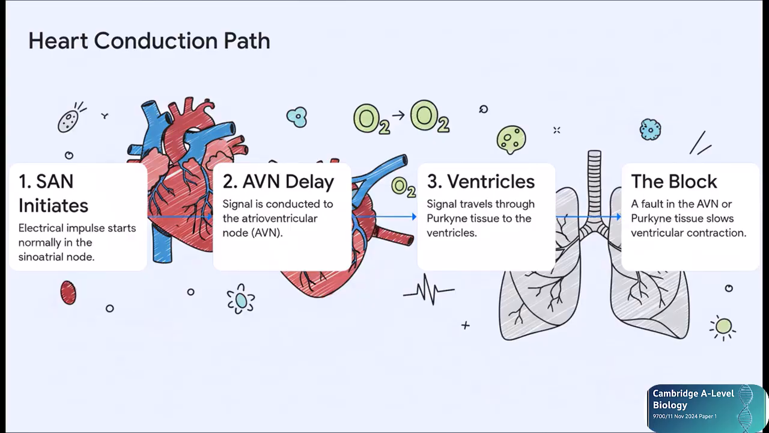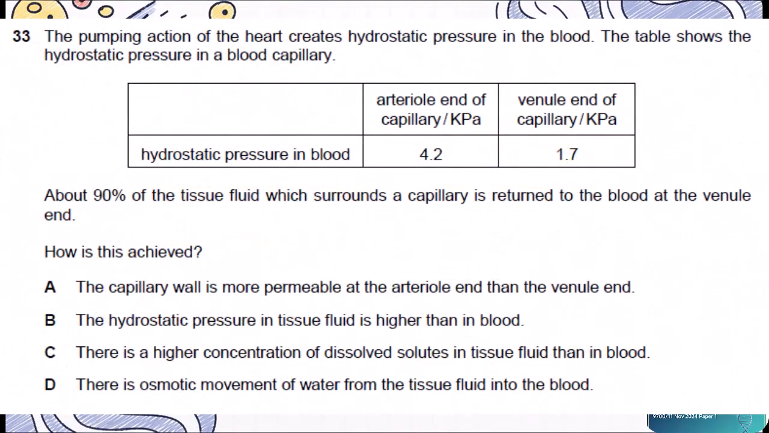So what's in the way? Well, after the SAN, the signal has to go through the atrioventricular node, the AVN, and then down through the Purkinje tissue. If there's a block somewhere in that part of the pathway, the ventricles won't get the message to contract properly. So the fault has to be with the AVN and the Purkinje tissue. And that makes A our answer. And question 33 takes us right down into the tiny capillaries.